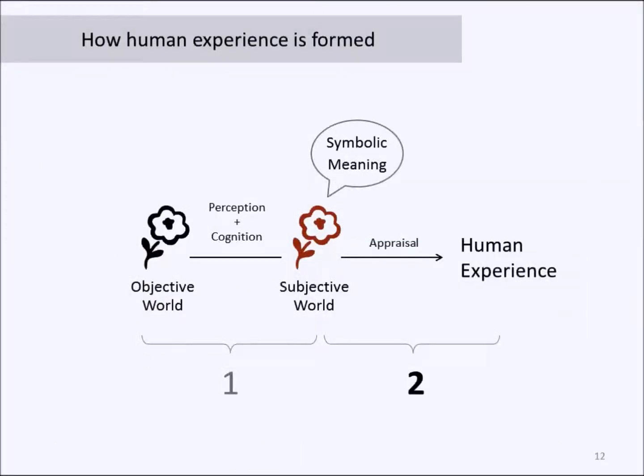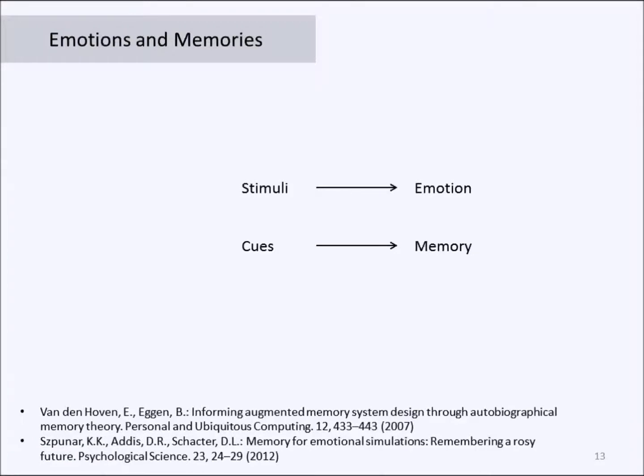Next, we are going to talk about the second part, how human experience is formed. In general, human experience is composed of emotions and memories. Both emotions and memories need triggers. Emotion elicitation requires stimuli, and memory recollection needs cues. The incoming symbols turn out to be both stimuli and cues that trigger the process of human experience.